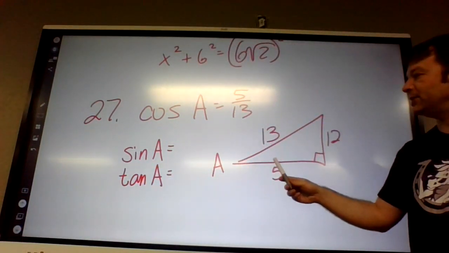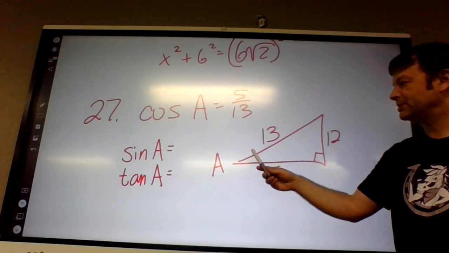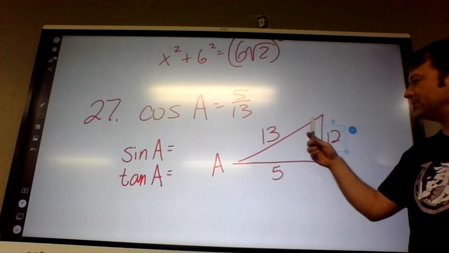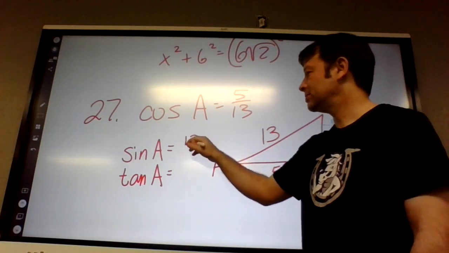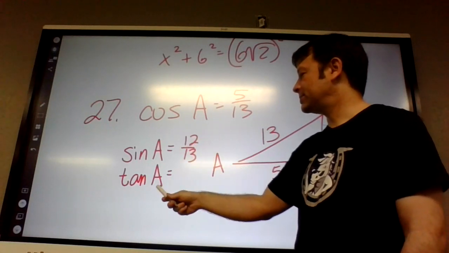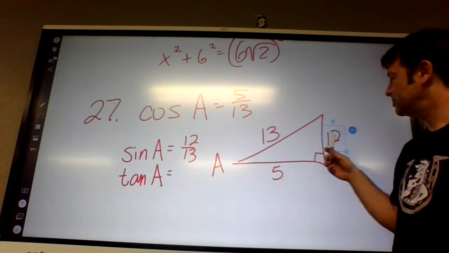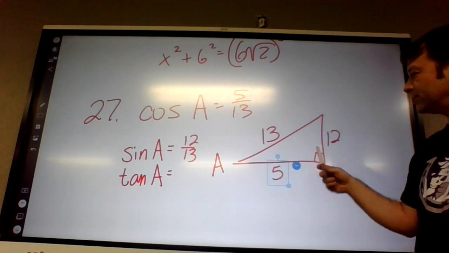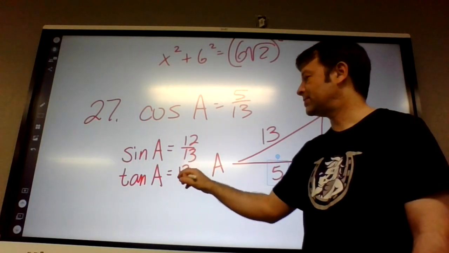So sine is, what does sine tell us? Opposite and hypotenuse. And what does tangent tell us? Opposite and adjacent. So 12 and 5. And that's it.